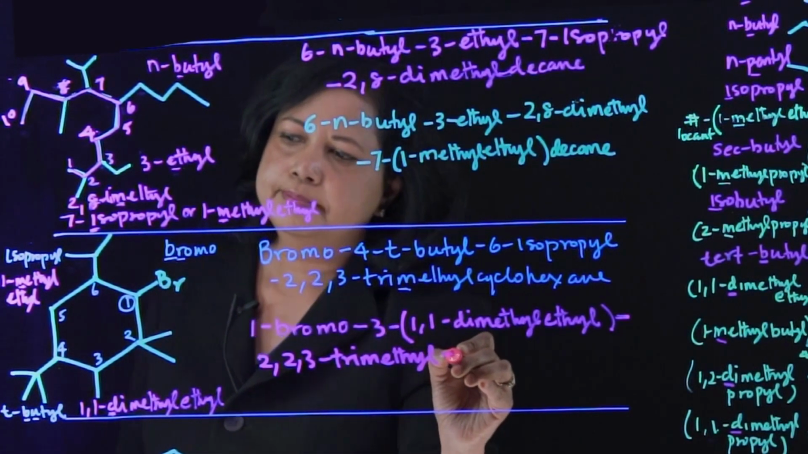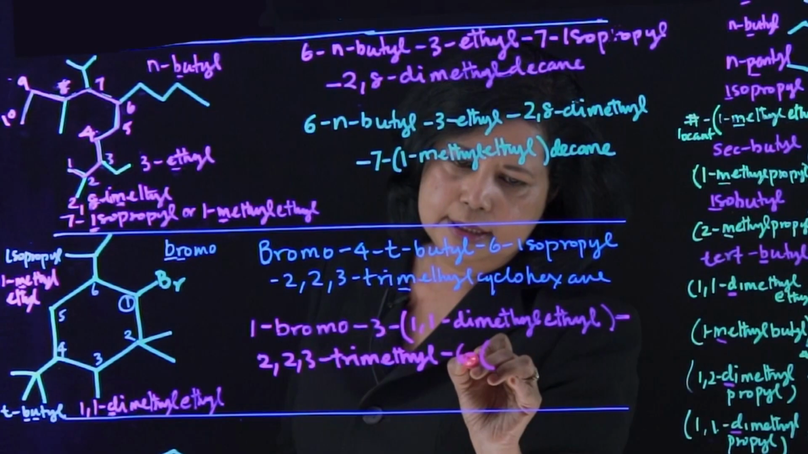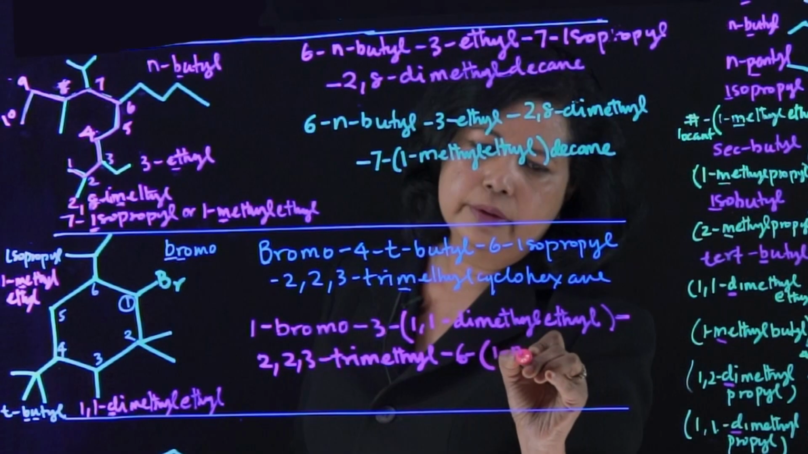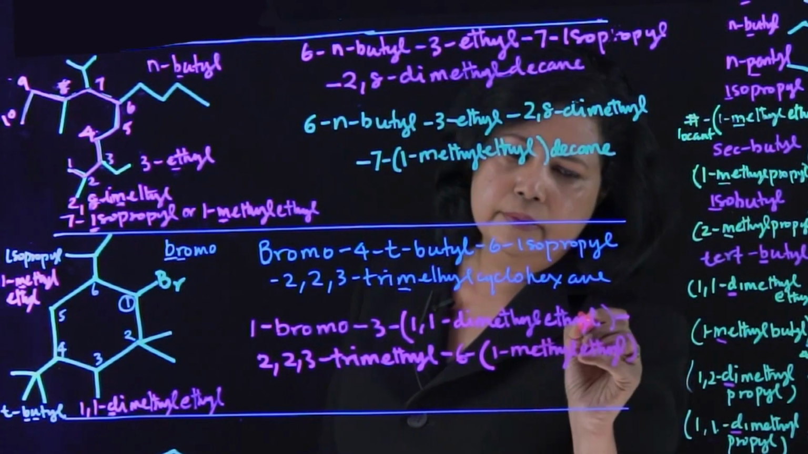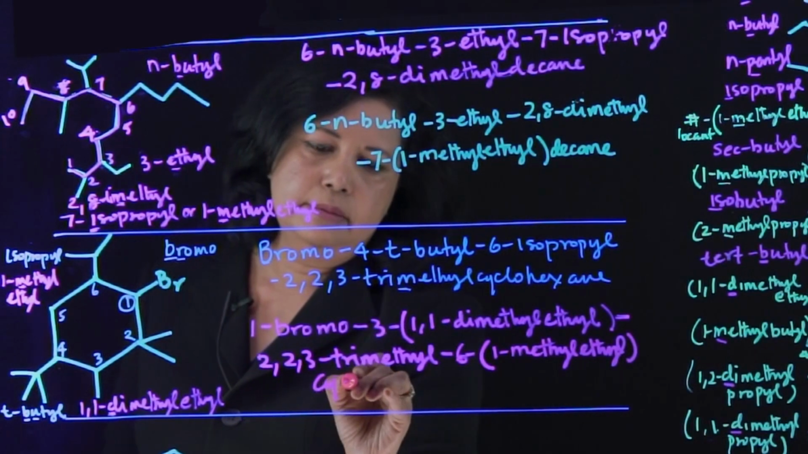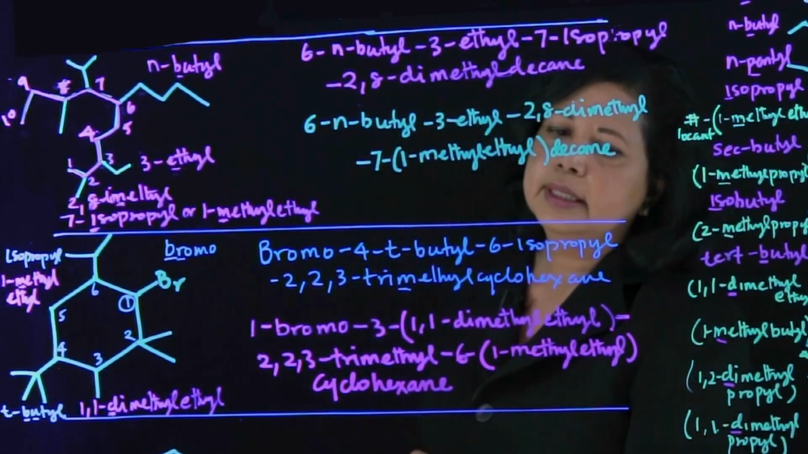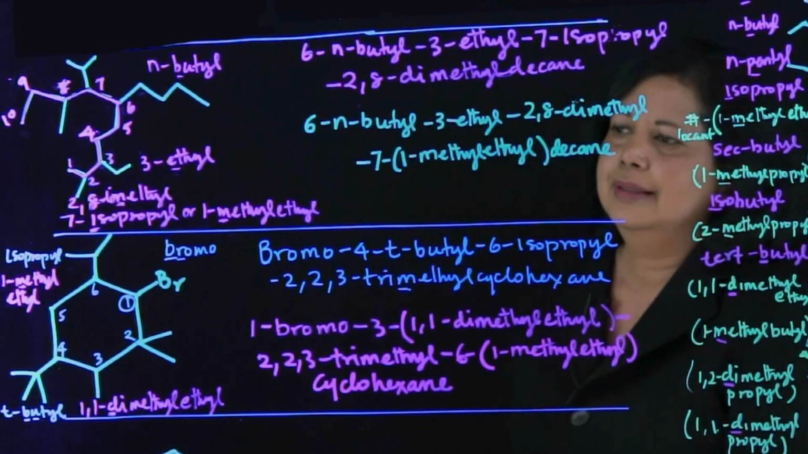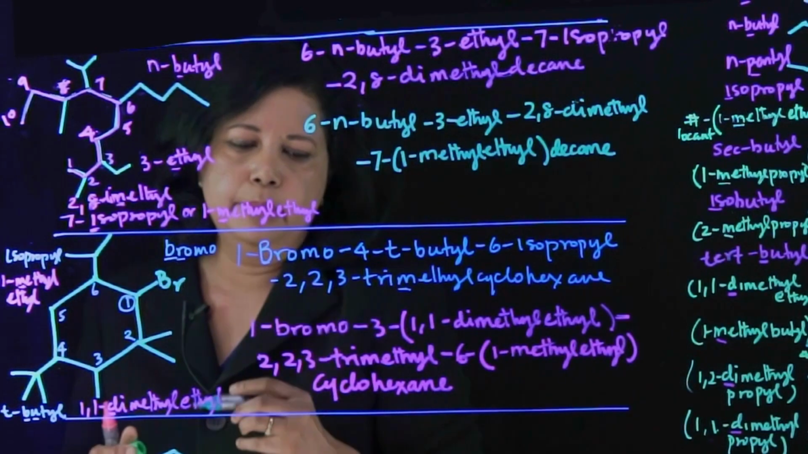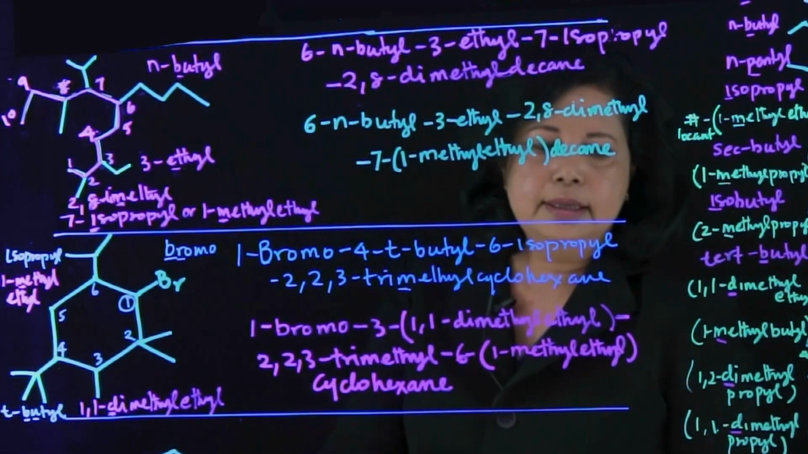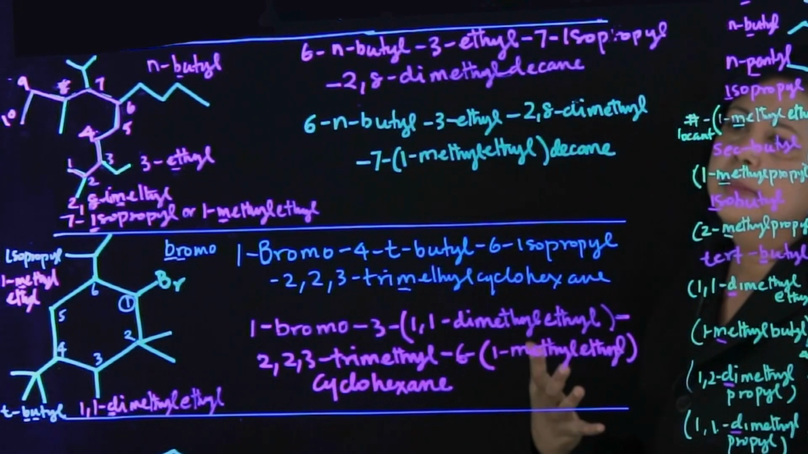and then 1-methyl ethyl on 6, so 6 parenthesis and 1-methyl ethyl. And then the parent is going to be the same because we are just counting the ring parent because that's got the most number of carbons. And again, if you feel like, oh, where's the number here, you can go ahead and put the number there. That's fine. All right. So I'm just showing you two different IUPAC ways of numbering.